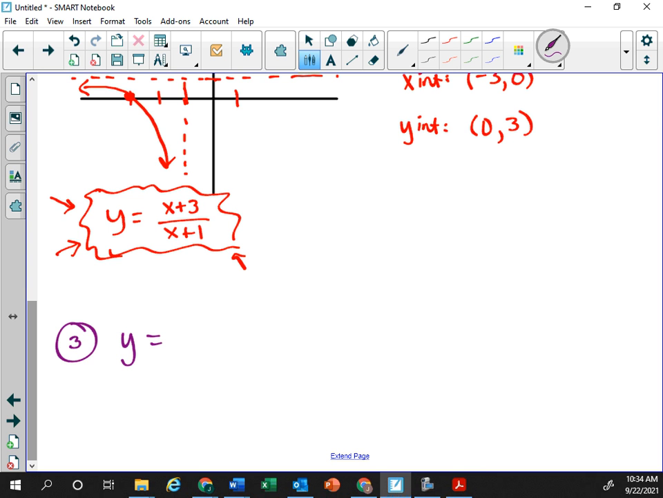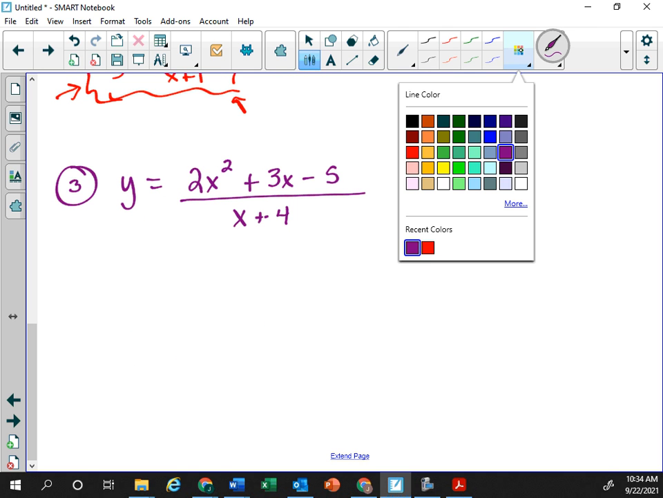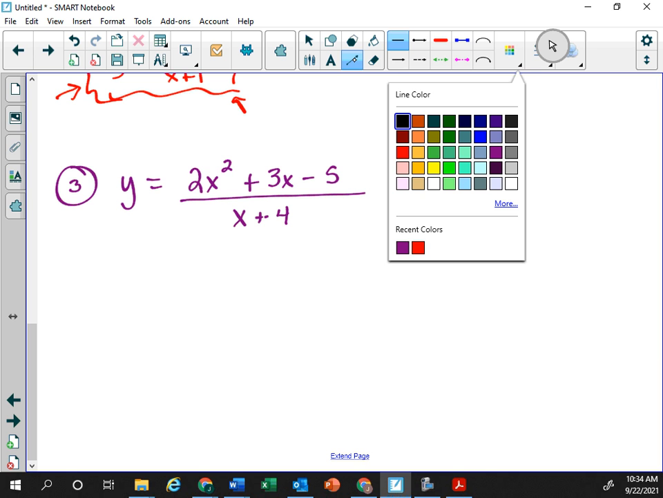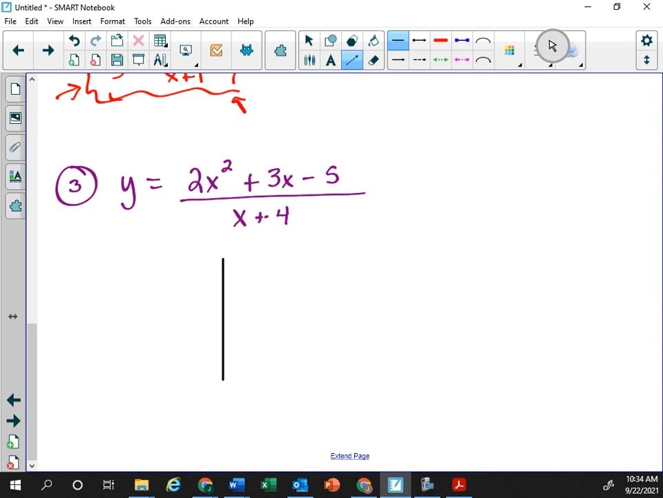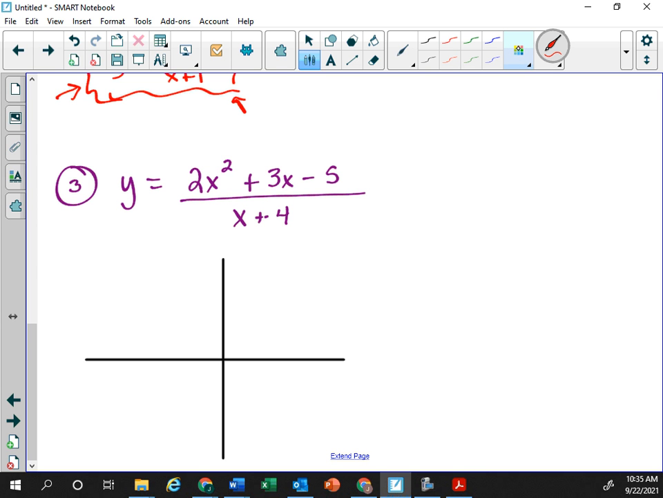Okay, let's do y equals 2x squared plus 3x minus 5 over x plus 4. We'll go through this one together, guys.